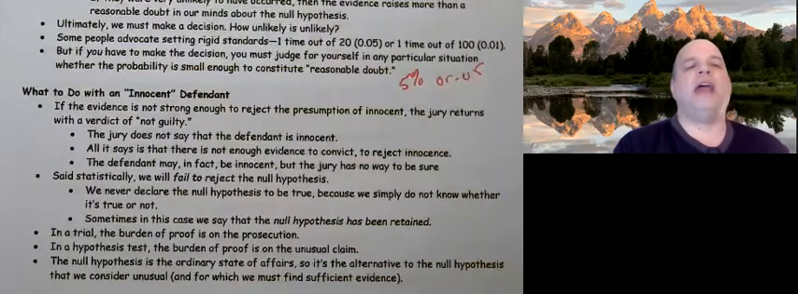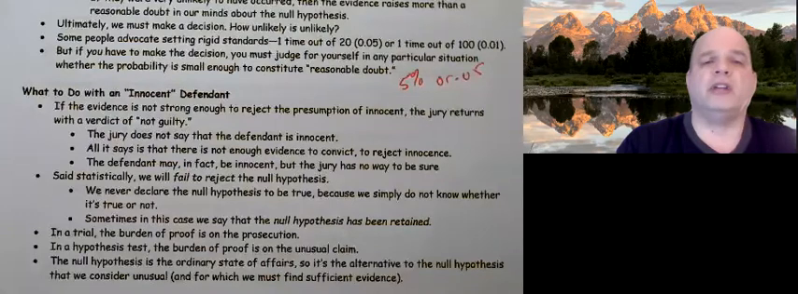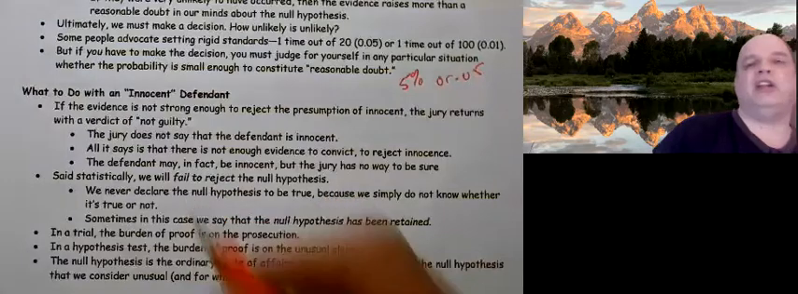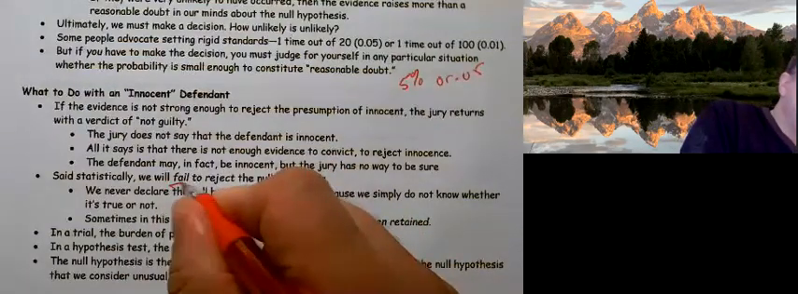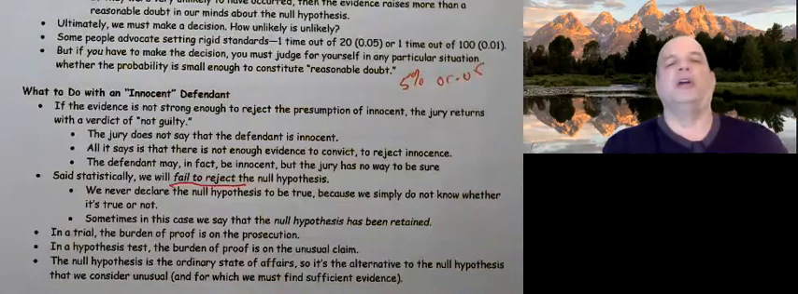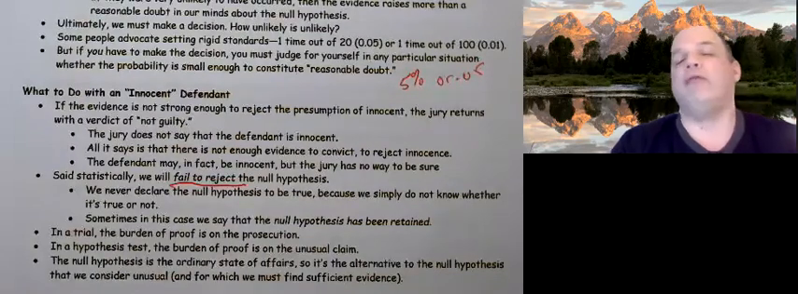So what do you do with a quote unquote innocent defendant? Remember, we didn't prove them innocent. If the evidence is not strong enough to reject the presumption of innocence, the jury returns the verdict of not guilty. They don't say they're innocent. Well, in statistics, we don't say that we prove the null. We don't say that we accept the null. We don't say that the null is true. We just have this really kind of awkward term that says we fail to reject the null. So in other words, if there's not enough evidence to reject it, we say we fail to reject it.